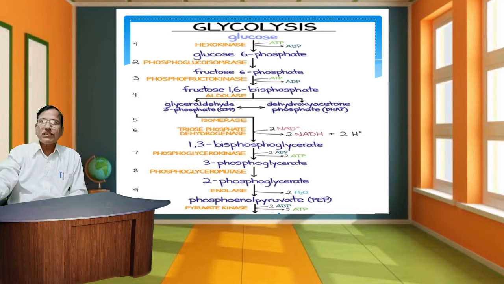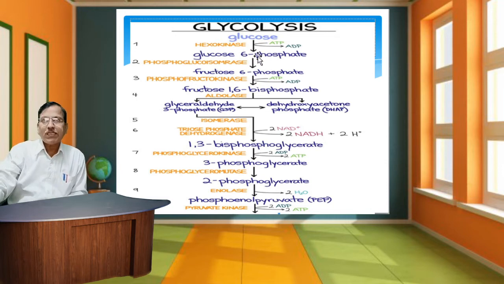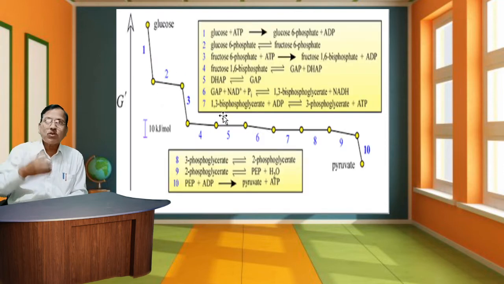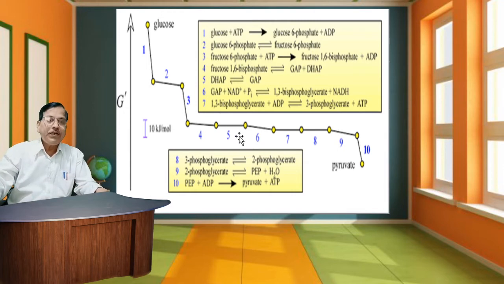This process takes place in 10 steps: 1, 2, 3, 4, 5, 6, 7, 8, 9 and 10. I already explained in the first lecture that glycolysis is completed in these 10 steps, and also the net reactions of the glycolysis process.